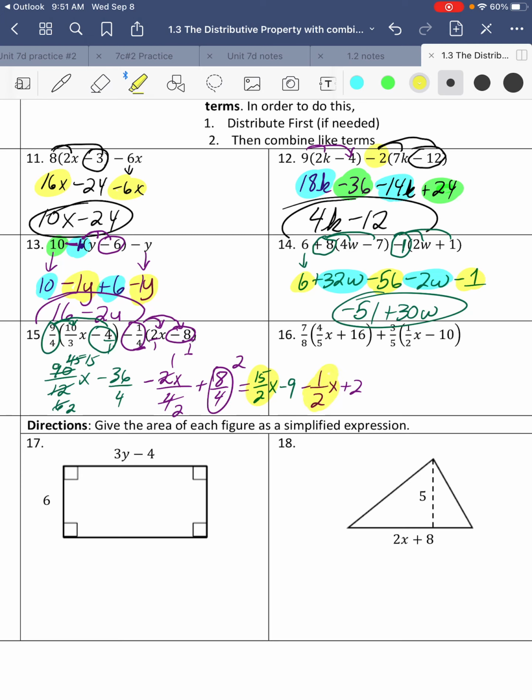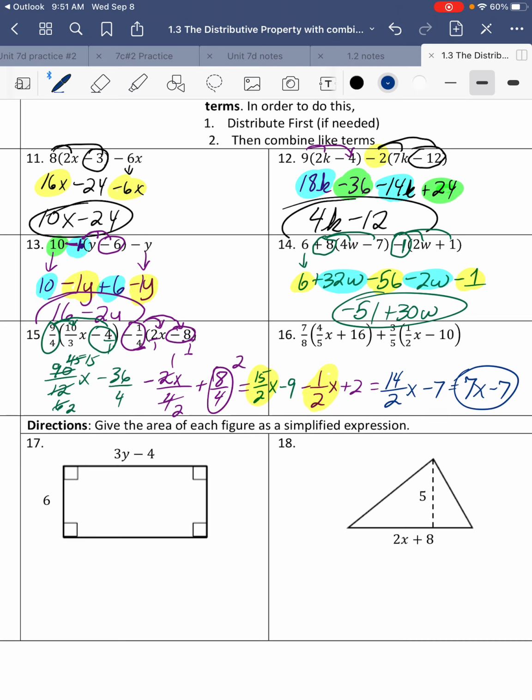15/2 x minus 1/2 x. So we're combining like terms. We have like denominators, so we can subtract the numerators. 15 minus 1 is 14. Let's get a new color. 14 over 2x. And then -9 plus 2 is -7. 14 divided by 2 is 7, so this actually turns out to 7x minus 7.